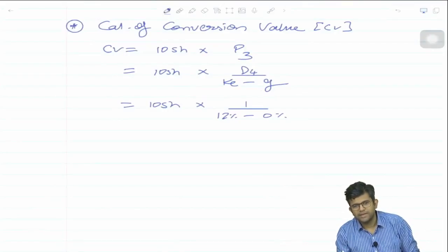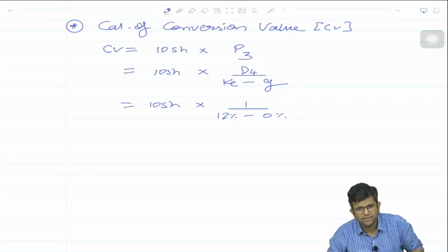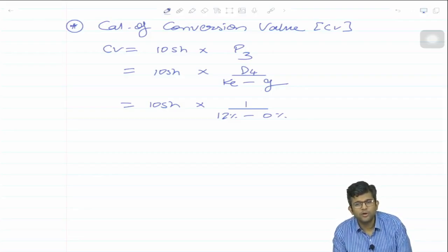You understood minus 0. Why? Because 1 rupee every year you will get. Every year 1 means dividend is constant. A dividend is constant means growth is 0. Everyone clear? Now listen. Gordon did not say that growth rate has to be there. Gordon said growth rate should be constant.